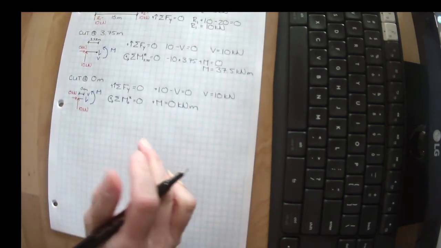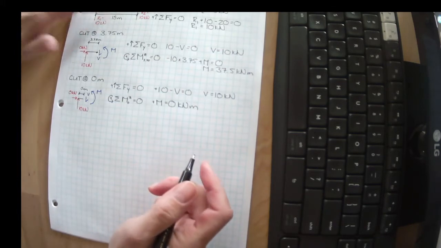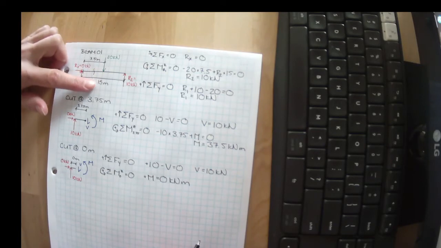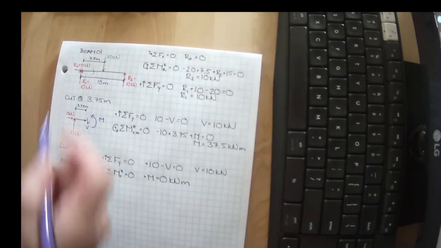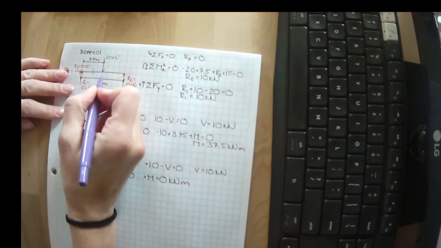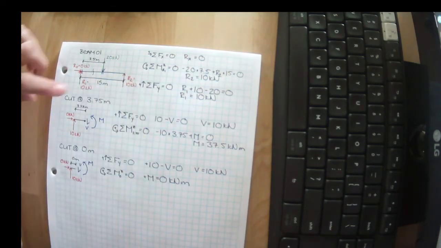Let's try another cut. I'm interested in what this 20 kilonewtons does to the beam. But I don't know, where do I cut? Do I cut right at it? Does that mean it's applied or isn't it? I'm going to propose two separate cuts. I'm going to do one on each side of the 20 kilonewtons.